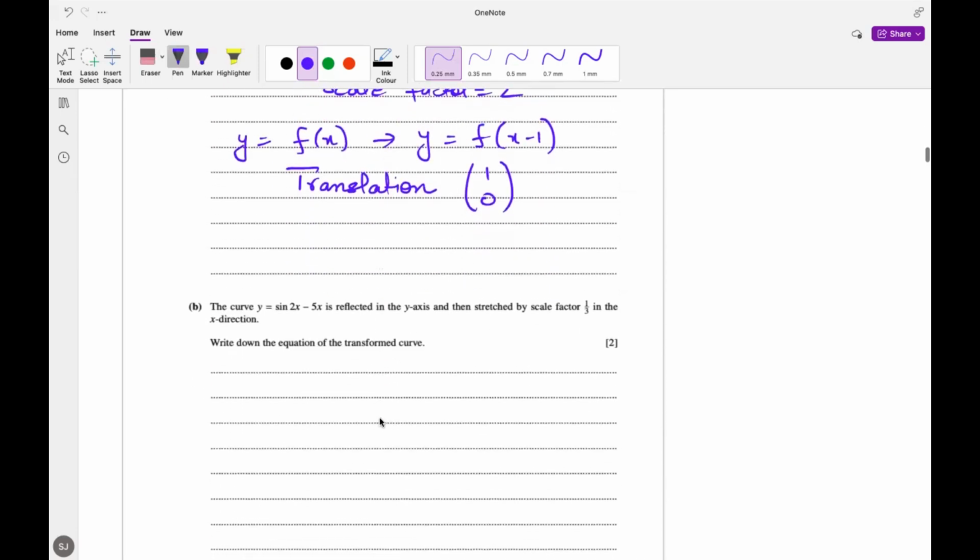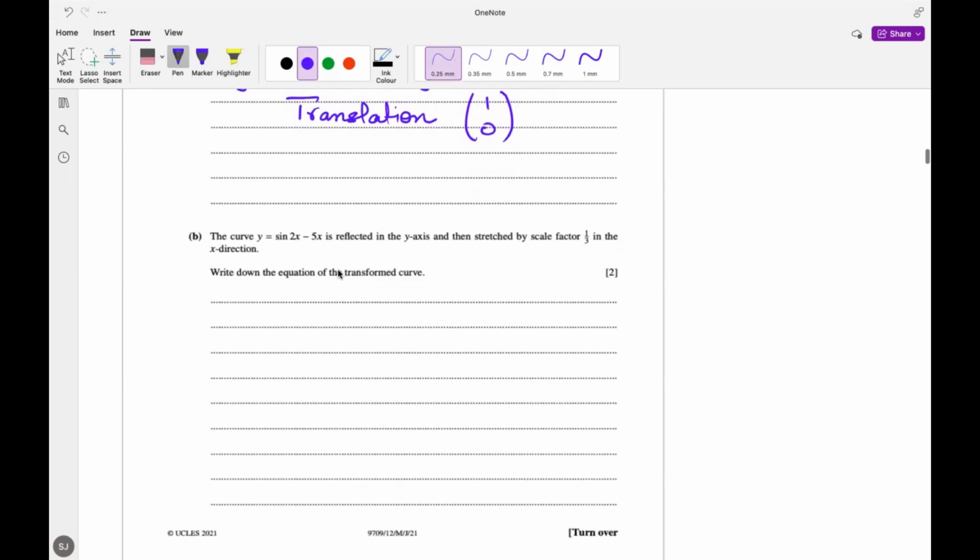In part B, the curve y equals sine 2x minus 5x is reflected in the y-axis and then stretched by scale factor 1 upon 3 in the x direction. Now, when a curve is reflected in the y-axis, basically this means that the x values become negative. So if we have y equals sine of 2x minus 5x, after a reflection in the y-axis, let's say if we have y equals f of x, it becomes y equals f of minus x.